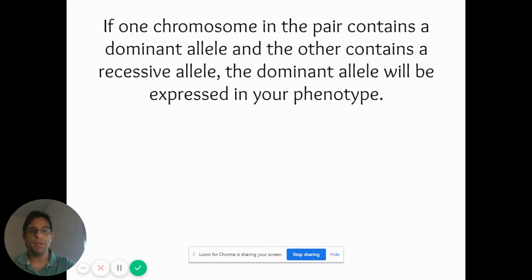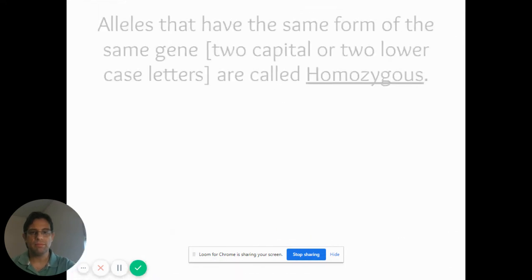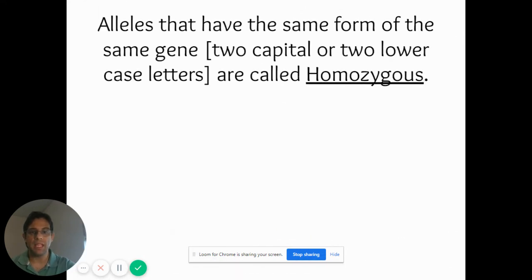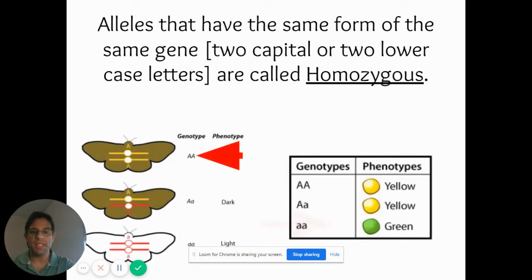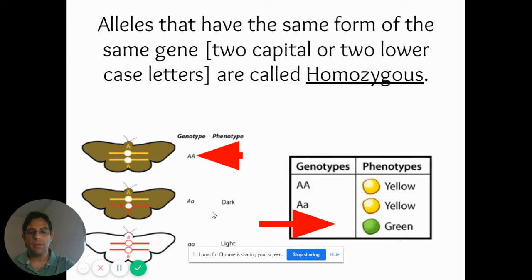If one chromosome in the pair contains a dominant allele and the other contains a recessive allele, the dominant allele will be expressed in the phenotype. That's what I just talked about. Alleles that have the same form of the same gene, two capital or two lowercase, are called homozygous. So when they have two uppercase letters for two dominants, or two lowercase letters for two recessive traits, we're talking about homozygous traits. Homo means the same, so they have the same gene with the same code.